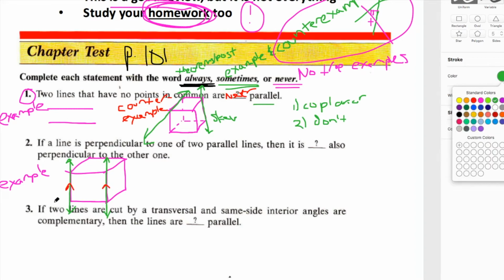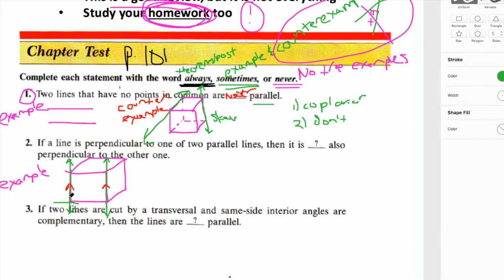And this line right here, since it's a cube, well, we haven't defined cubes yet, but cubes are made up of 6 congruent squares. So this would have to be a right angle right here. So it's perpendicular to this line and perpendicular to this line. So this would be an example of this being true for at least this one instance. If a line is perpendicular to one of two parallel lines, so it's perpendicular to this one, it's perpendicular to that line too. So that one's true.